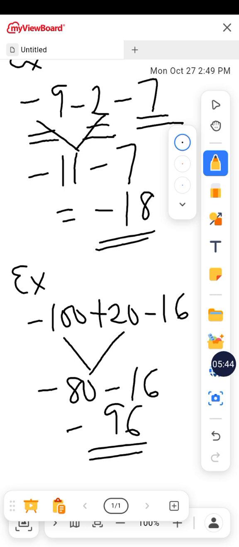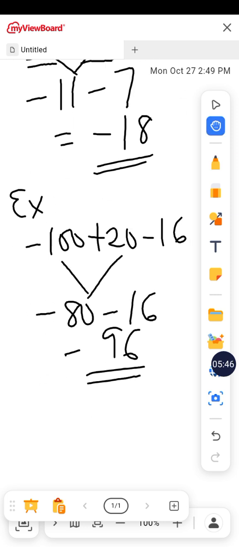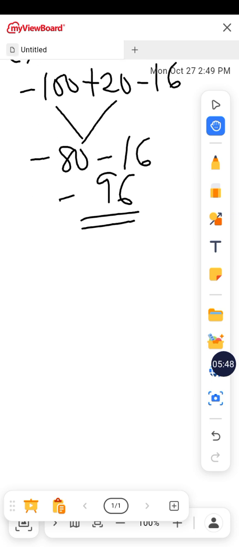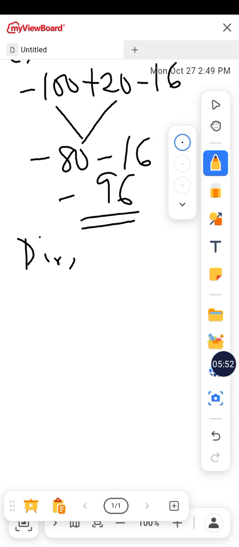Are we together? Okay. Sometimes these directed numbers can also reflect in directed algebra.